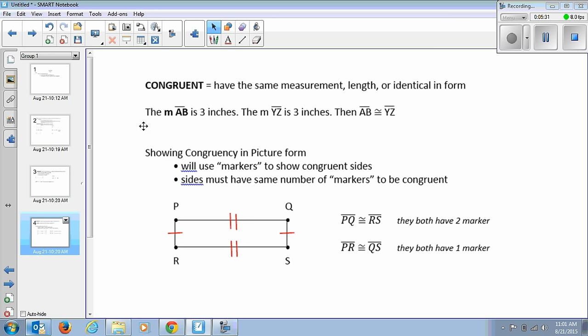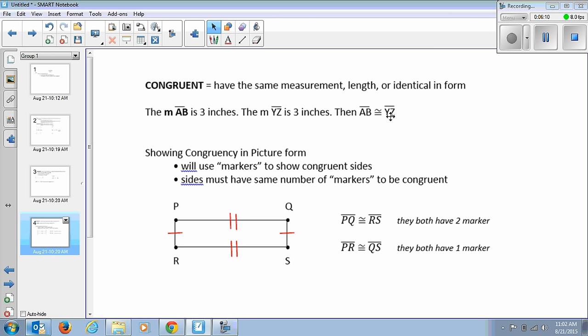So looking at this, the measure of segment AB is 3 inches. The measure of segment YZ is 3 inches. Therefore, I can conclude that segment AB is congruent to segment YZ. Their measurements are equal in length, therefore the two segments themselves are congruent. Segment AB congruent to segment YZ. Important that you know your symbolic notation and be able to name these things and verbalize them. You're going to have to be able to show congruency from pictures.